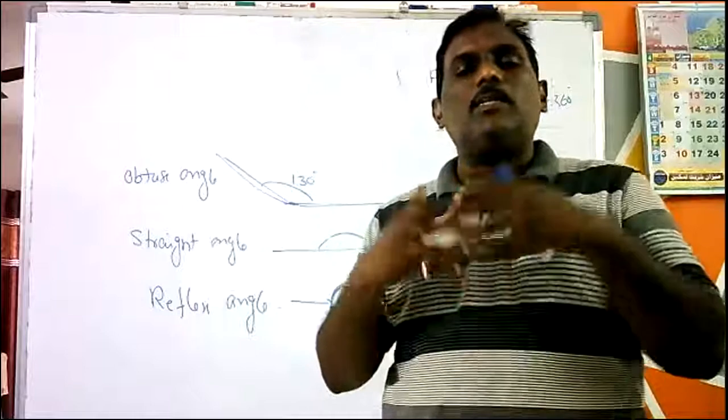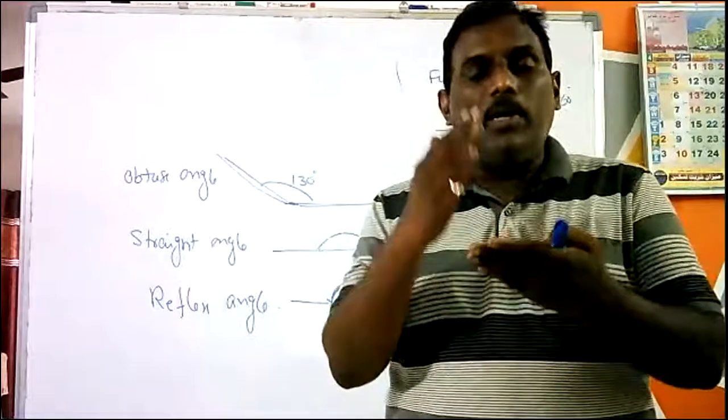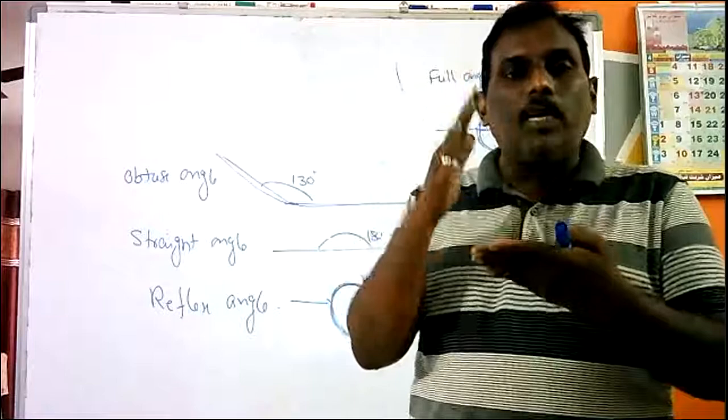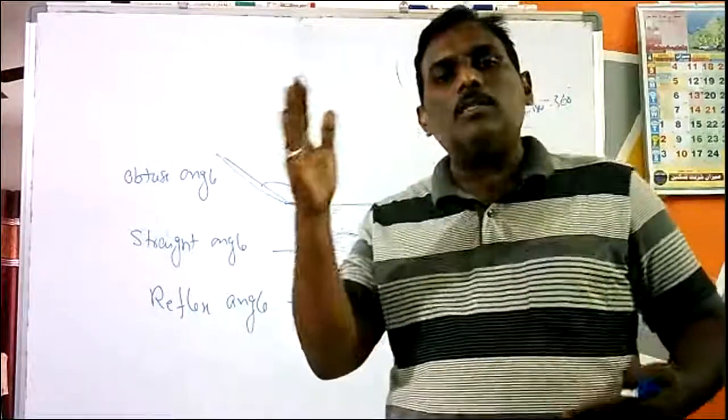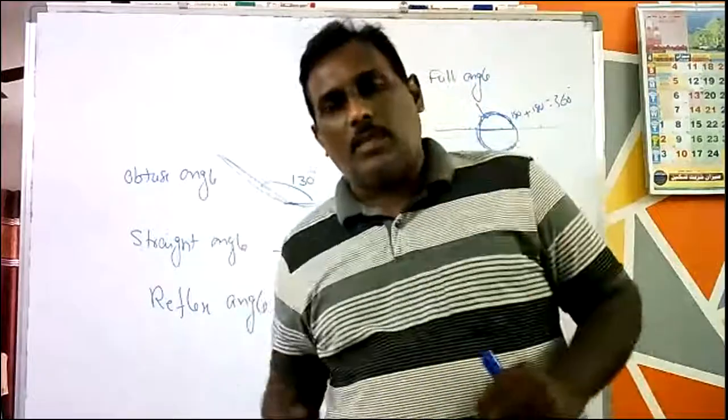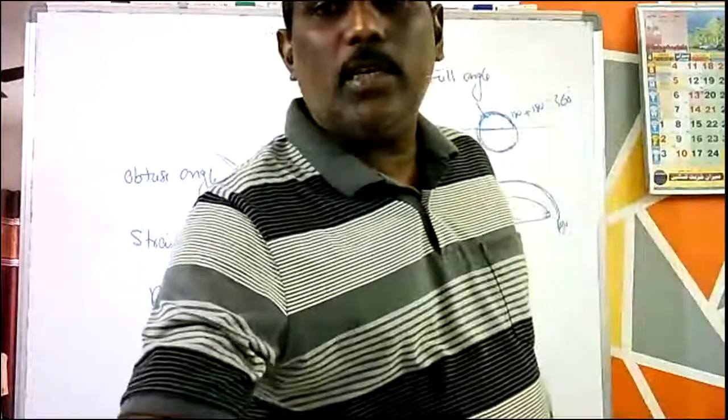In the next class, we will discuss in detail what the properties of a triangle are, what is the meaning of equilateral triangle, isosceles triangle, right angle triangle. All these in detail we will discuss in the next class. Okay? So that's for today's class.